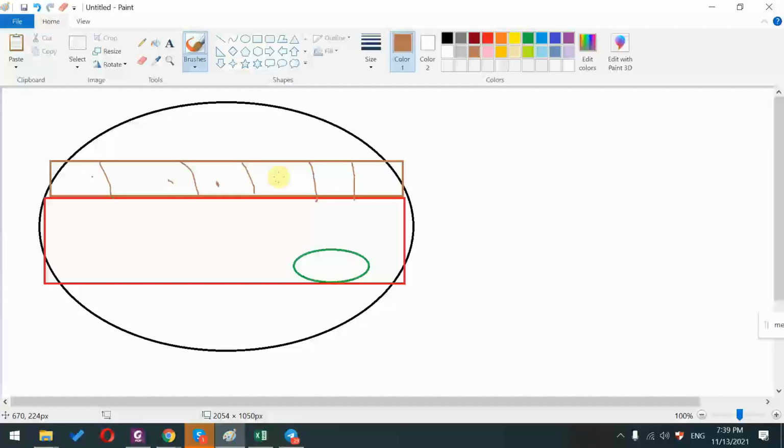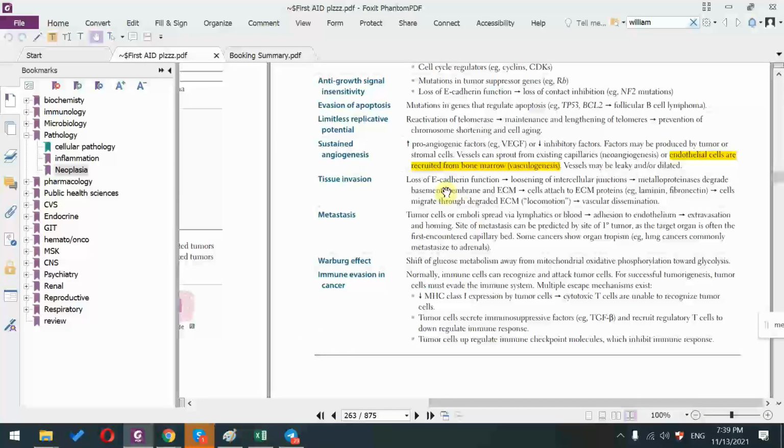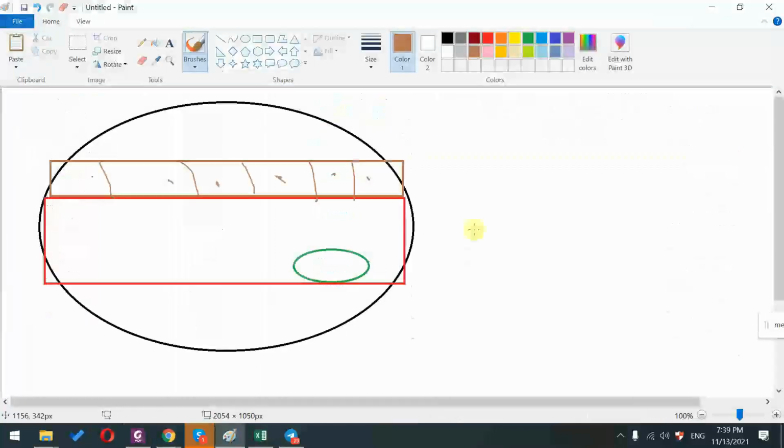So what must this tumor cell do to get into the liver? It must do the following. It must adhere to the endothelium, extravasate, and home. What does that mean? First of all, it binds to the endothelial cells, which are cells right here. So they go and adhere to it. Okay, I adhered. What else should I do?